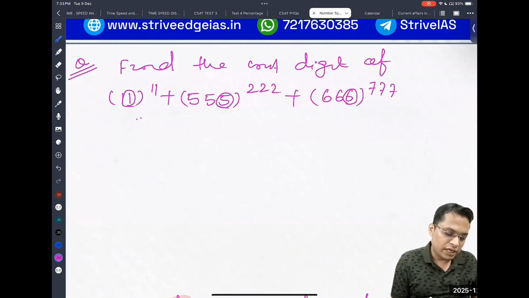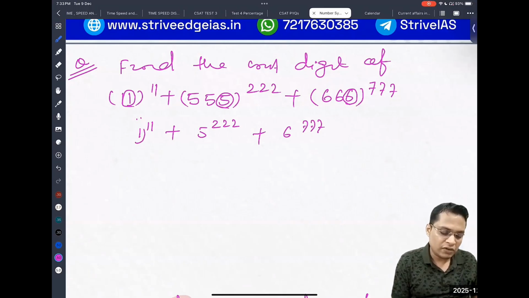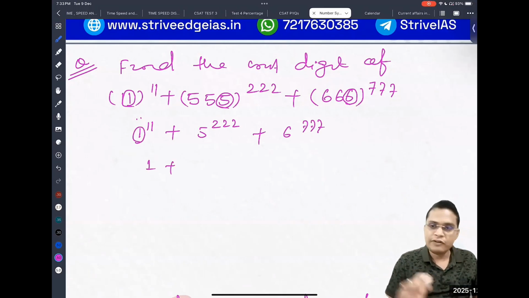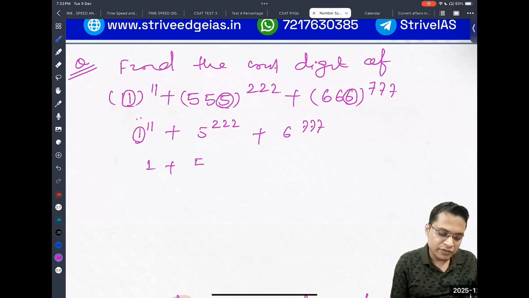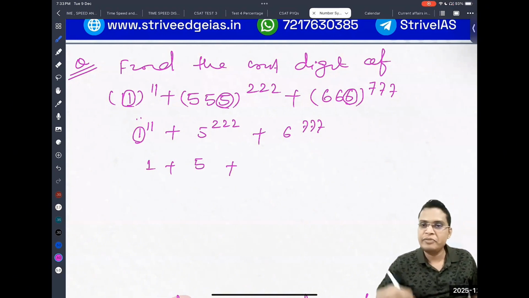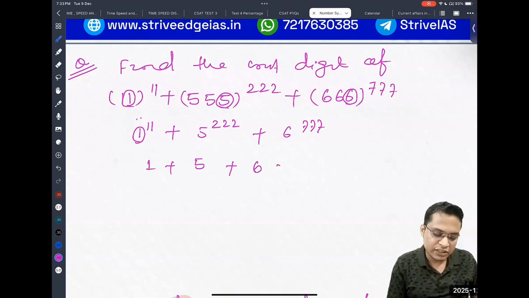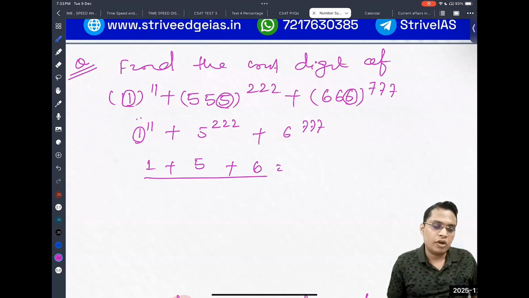So the number will be 1 to the power 11 plus 5 to the power 2 plus 6 to the power 777. We know that 1 to the power whatever always gives a unit digit of 1, 5 to the power whatever always gives a unit digit of 5, and whatever the power of 6, it always gives a unit digit of 6. So if you add 6 plus 6, it gives 12. So the unit digit is 2.